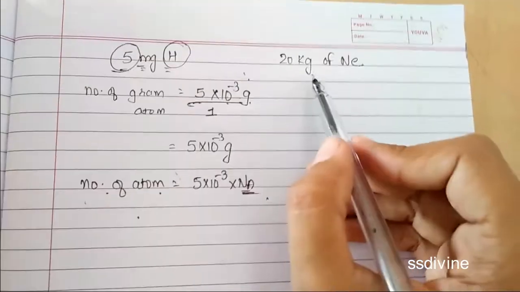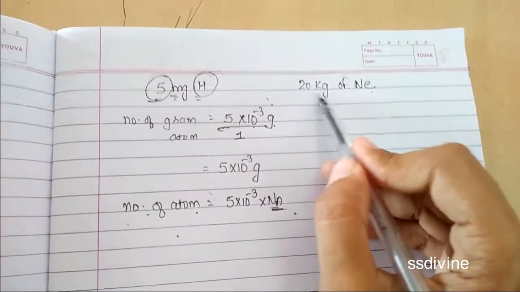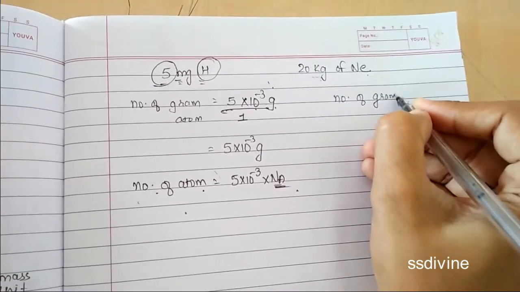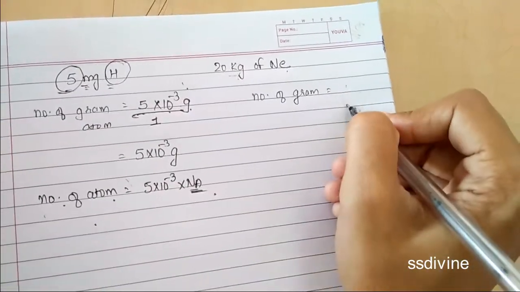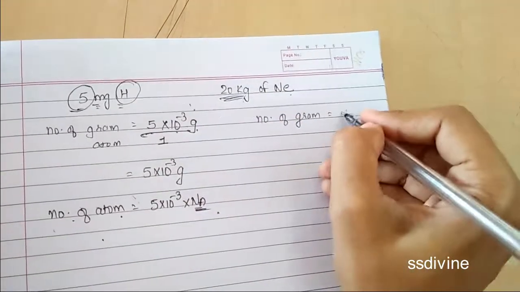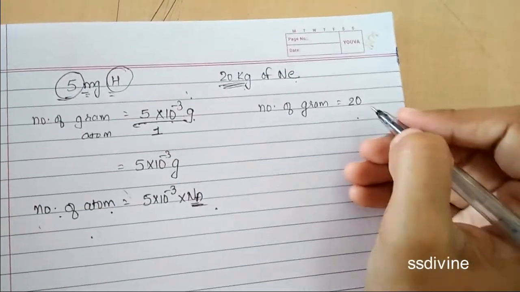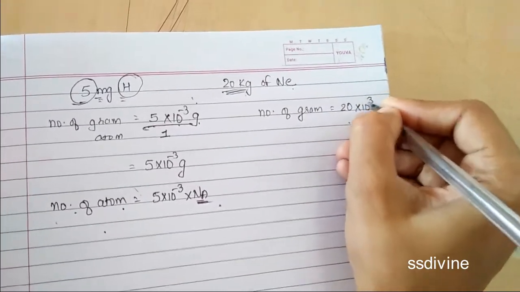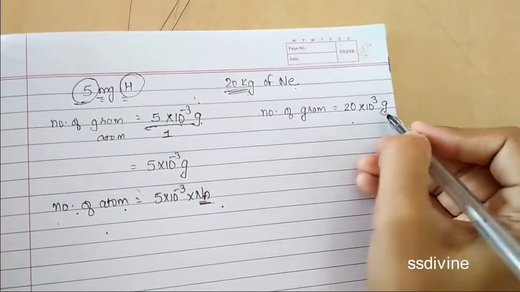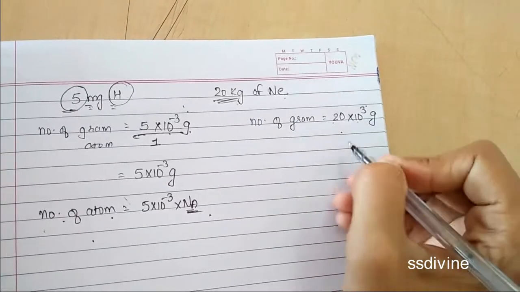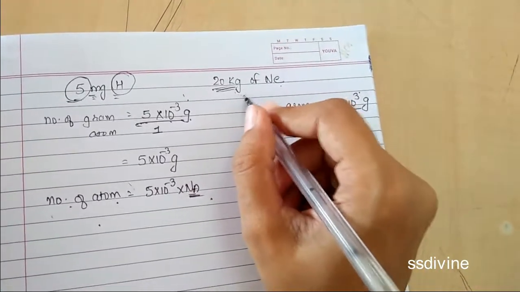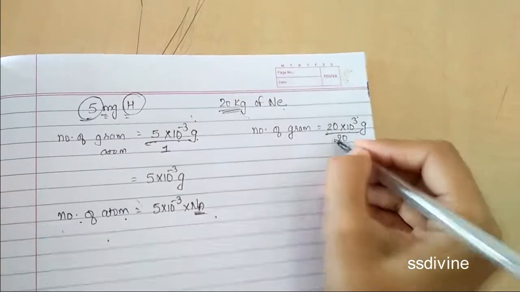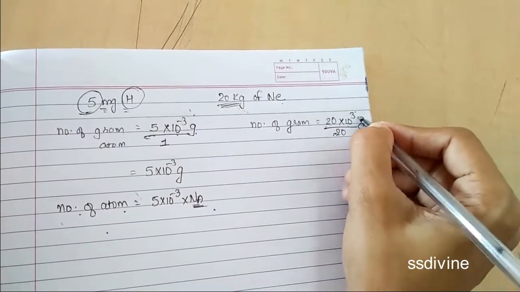In the same manner, when we talk about neon, we are having 20 kg of neon. Again, what we need to find? Number of gram atoms, that is moles. Mole is mass upon molar mass. What is the mass of neon? 20 kg, but we need to convert it into gram. तो क्या हो जाएगा? 20 into 10 to the power 3 ग्राम, है ना? 1 kg में 1000 ग्राम्स होते हैं. So 20 into 10 to the power 3 upon the molar mass of neon. Extremely sorry, this is 20 into 10 to the power 3.